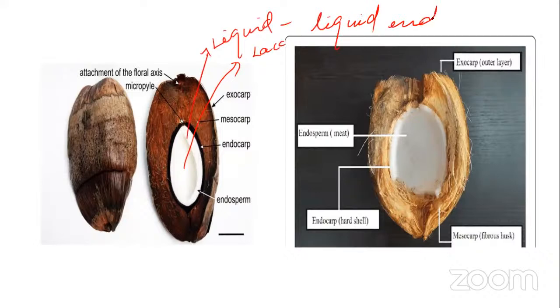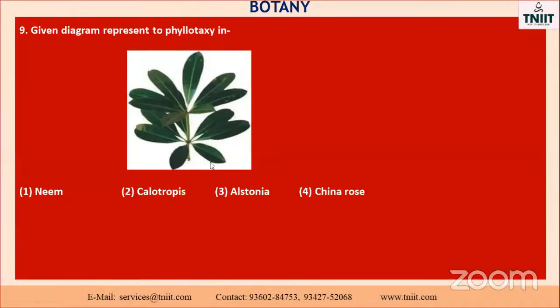Liquid endosperm. Don't forget, my dear students, the tender coconut inner part that we are drinking is called liquid endosperm. If it is well developed, it forms the endosperm, the white part. This is very, very important, my dear students.